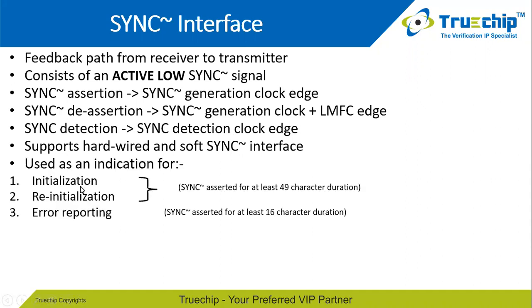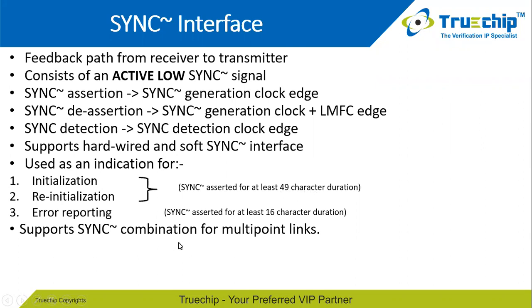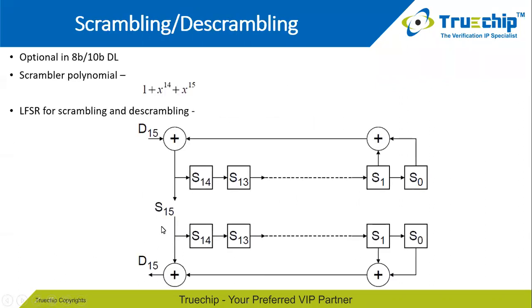The sync interface can be used as an indication for initialization, reinitialization, or for error reporting. To start a synchronization request, the sync is asserted for at least 49 character duration, whereas for error reporting, this duration reduces to exactly 16 characters. In addition, JESD204C also supports sync combination for multipoint links. Unlike the other two link layers, scrambling is an optional feature of the 8-bit NV link layer. The scrambler polynomial and the corresponding LFSR are as shown.